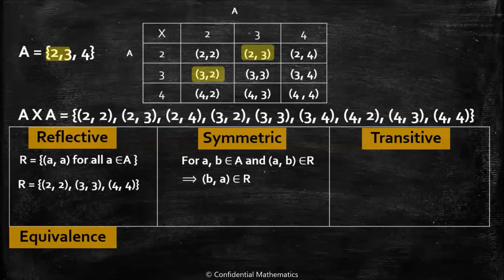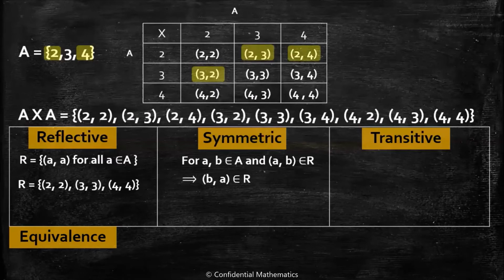Similarly, we can take another pair of elements A comma B from set A. These are 2 and 4. For the elements 2 and 4 there is an ordered pair 2 comma 4.